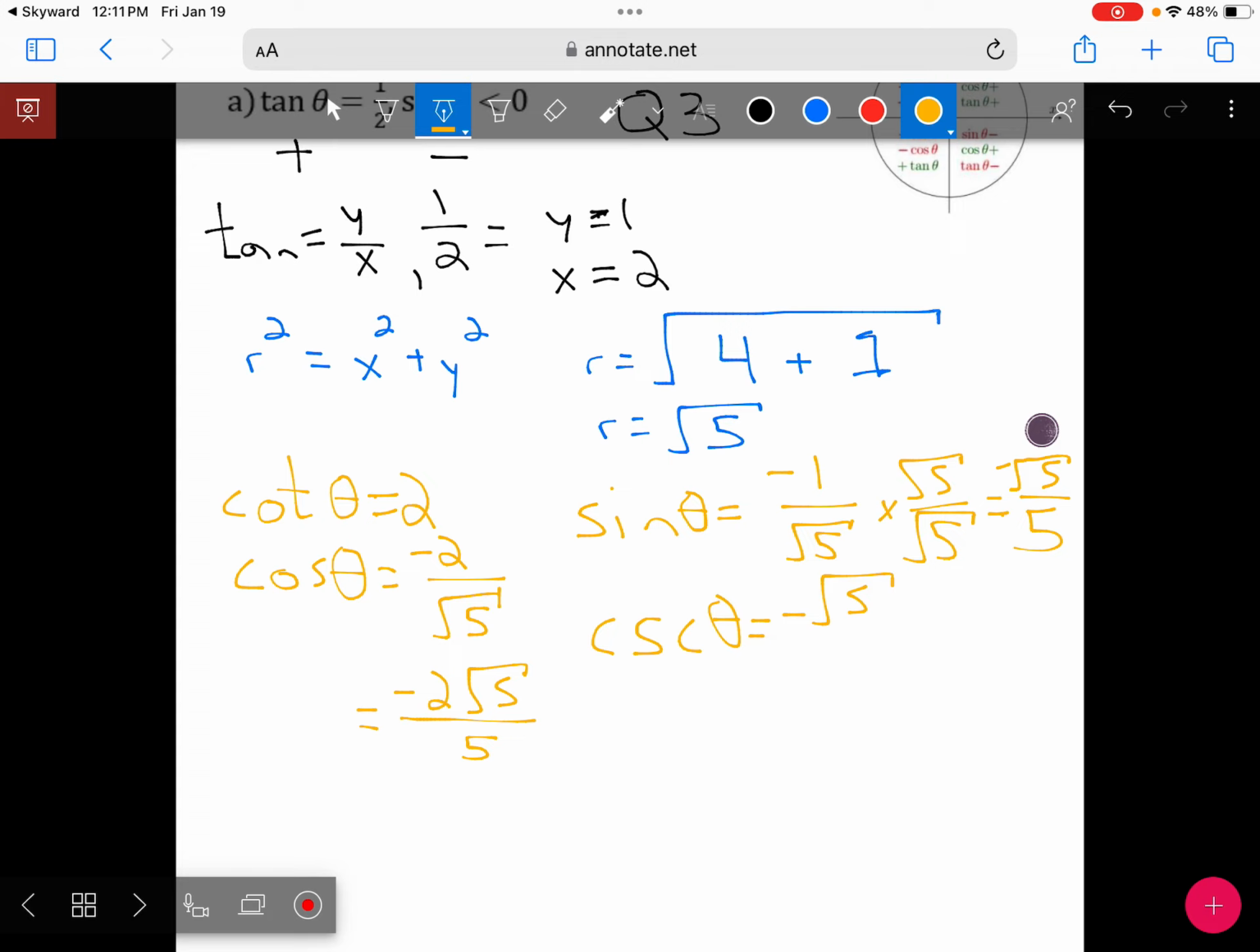So now we have four of the five. We said our cotangent was 2. We said our sine was negative root 5 over 5. We said our cosecant was negative root 5. And then we said our cosine was negative 2 times root 5 over 5. So the last one we have is secant, right?